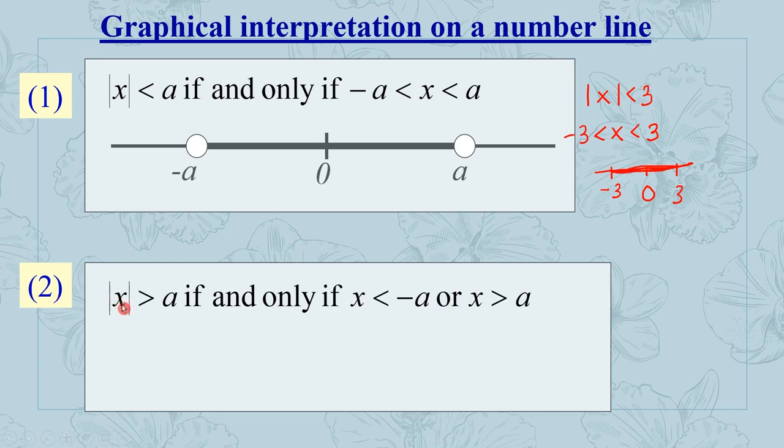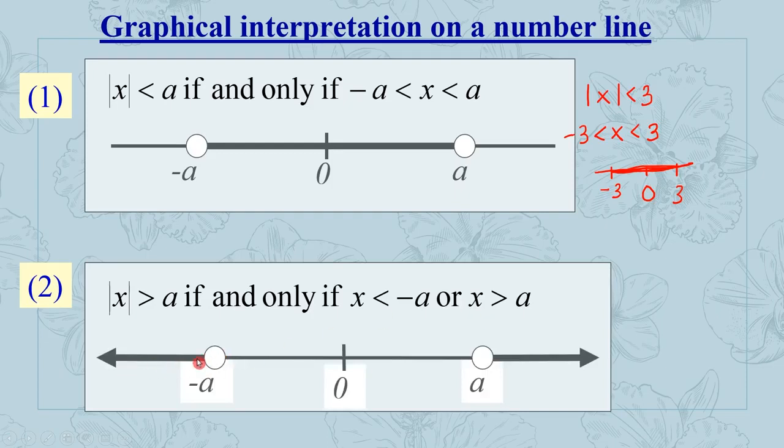Okay, while if absolute value of x is greater than a, it means that x is less than negative a or x is greater than a. If we look at the graphical interpretation here, x is less than negative a, so the arrow pointed to the left. And if x is greater than a, it shows that the arrow pointed to the right. So for example, if the symbol is greater than 3, it means that x is less than negative 3 or x is greater than 3. I'm using this definition here.